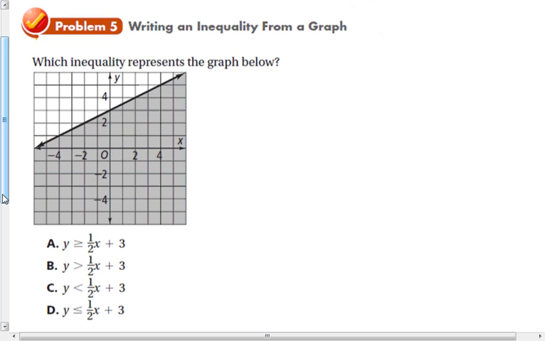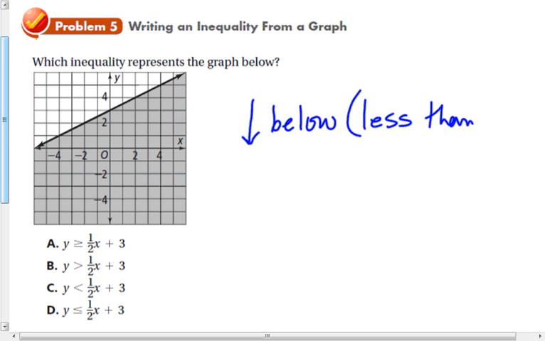All right, the last problem here, writing an inequality from a graph. What we're going to do is look at a couple of things, like what is the equation of the boundary line? Is the line a solid or dotted line, and which side did we shade? One thing you may have noticed is that if it's written in slope-intercept form, if you're shading below the line, it's been less than. If you shade above the line, it's been greater than.